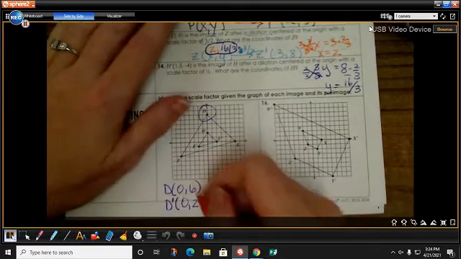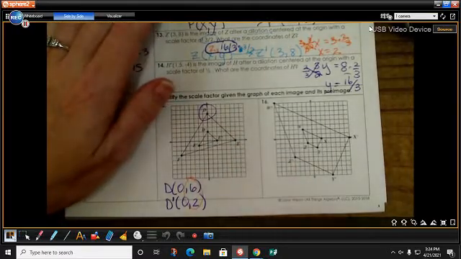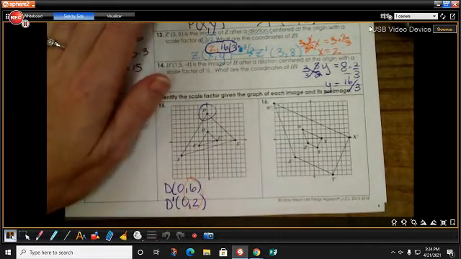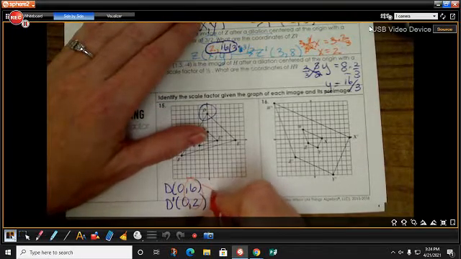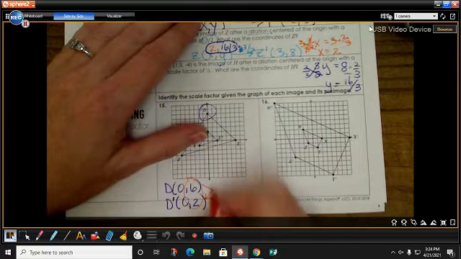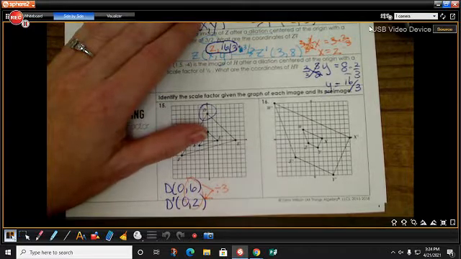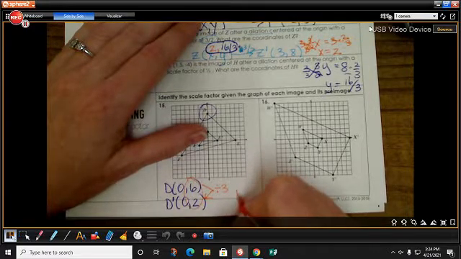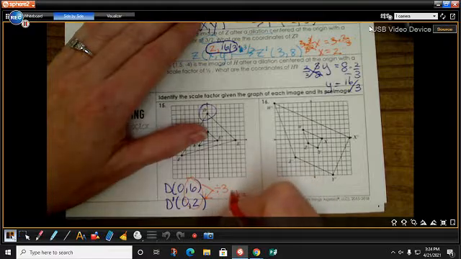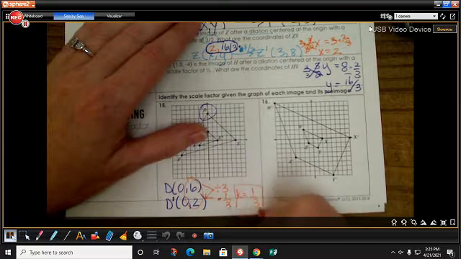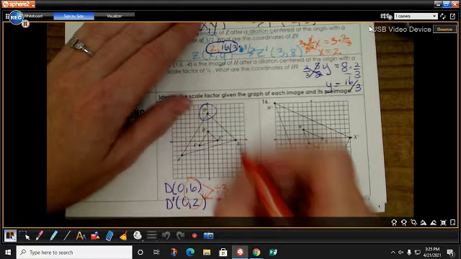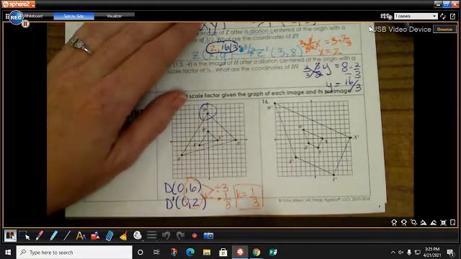And what I'm going to do is I'm going to pick any pair of those and I'm going to figure out what changed. And so to get from my original down to my image, I had to divide by 3. And so my scale factor is going to be, dividing by 3 is going to be multiplying by 1/3. So my scale factor is 1/3. This would have worked if I used point E and E prime or point F and F prime.